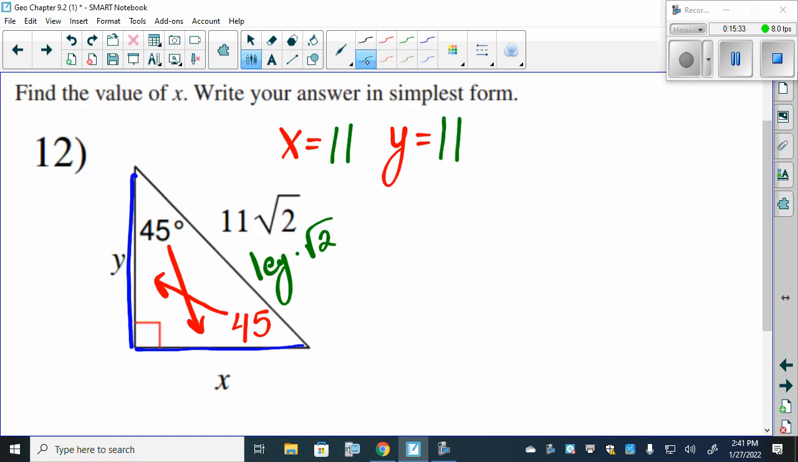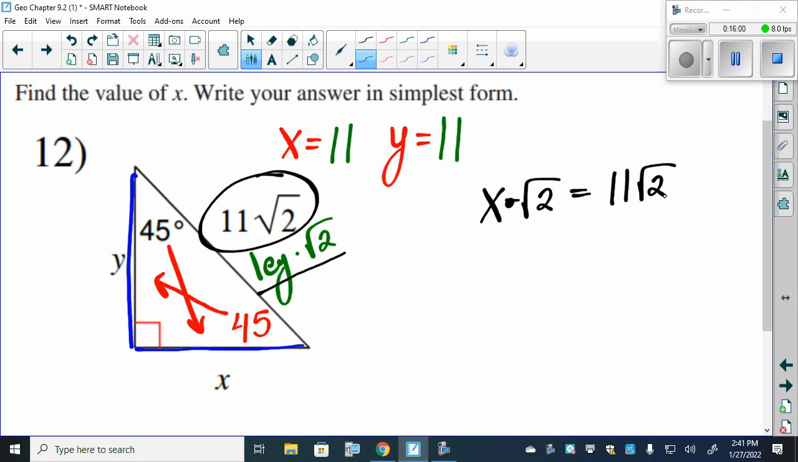What did we say the hypotenuse is? It's the leg times the square root of 2. Well, if we call the leg x, we're saying that that leg's length times the square root of 2 for this problem here would equal what? Because the leg times the square root of 2 is equal to the hypotenuse. So for here, it's equal to 11 square root of 2.